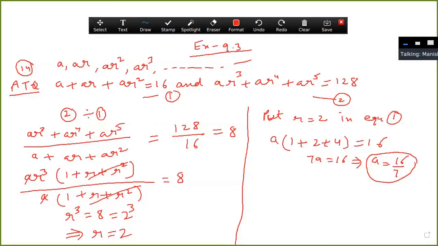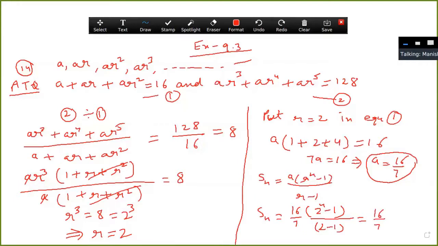Now you have to find out the sum. Sn is equal to a into r to the power n minus 1 upon r minus 1. This formula you have to apply. Now Sn is equal to a is 16 upon 7 and r to the power n, 2 to the power n, minus 1 upon 2 minus 1, that is 1. Or you can say this is 16 upon 7 into 2 to the power n minus 1. This is the answer. Okay, now you can do question number 14.